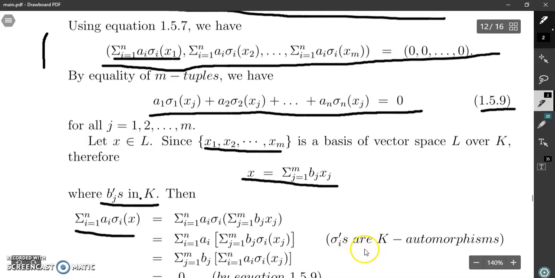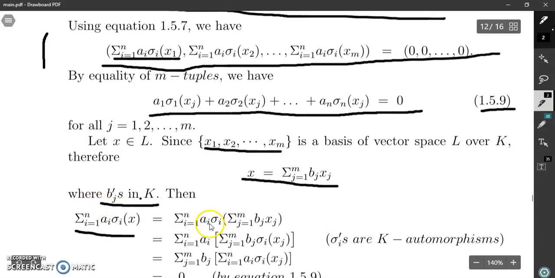Also note that sigma i's are K-automorphisms, which means when we apply sigma i on a coefficient bj, it will be bj itself. That is, sigma i of bj is equal to bj for all bj belonging to K. Why? Because this is the definition of K-automorphism. Any K-automorphism fixes all the elements of K, that is, leaves the elements of K invariant.